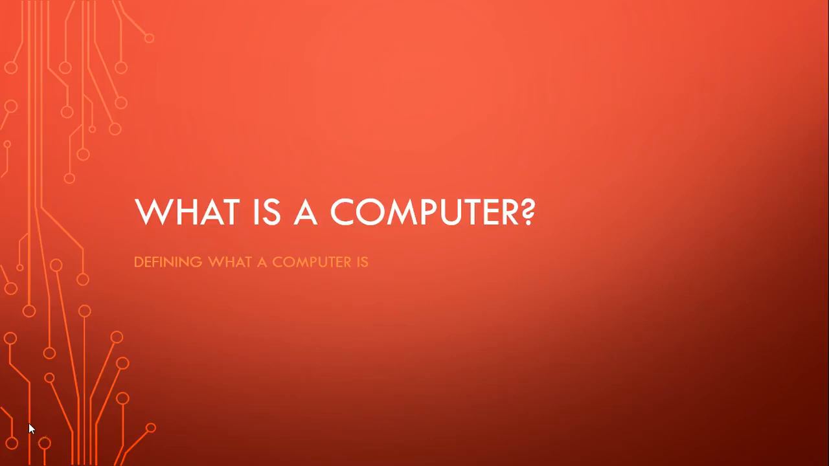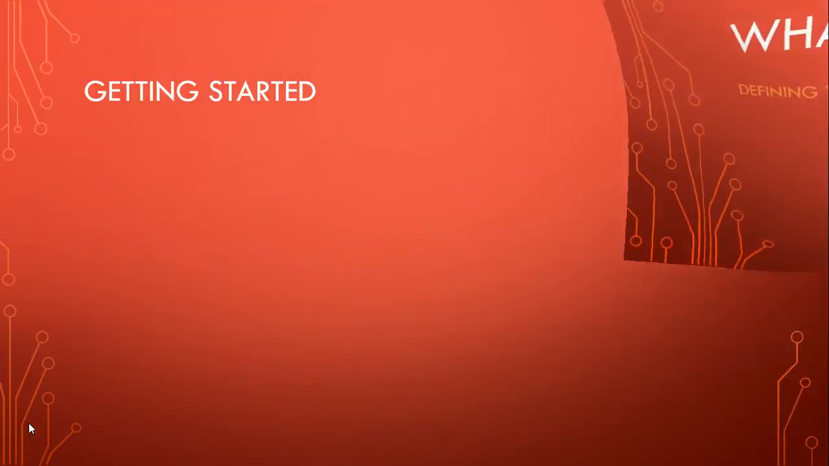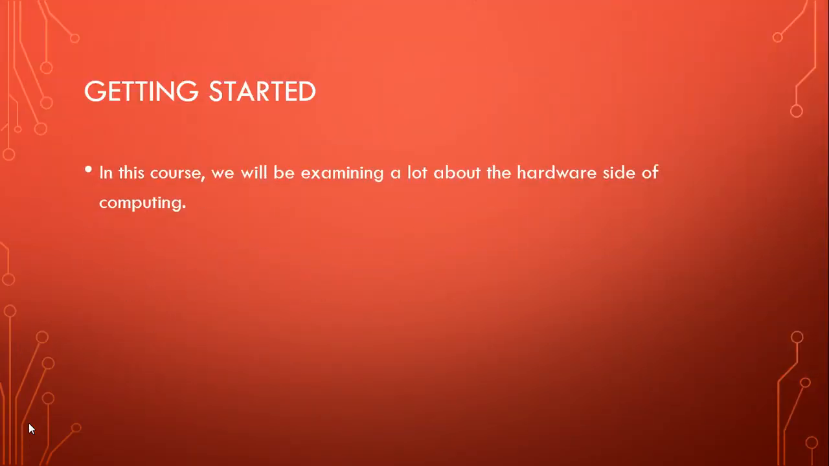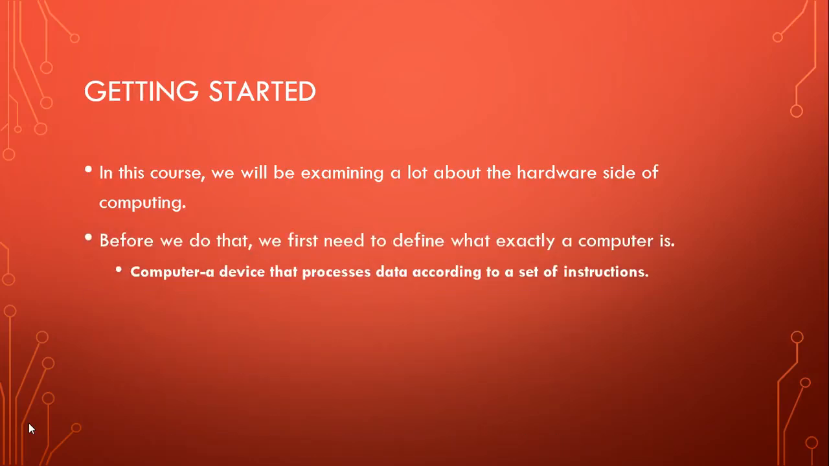We are going to start right off with asking what is a computer, because obviously that is the central theme of this course. And in order for us to do that, we first need to define what a computer is. So let's get started here. In this course, we'll be examining a lot about the hardware side of computing. Before we do that, we first need to define exactly what a computer is. And our definition for a computer that we will use is a device that processes data according to a set of instructions.